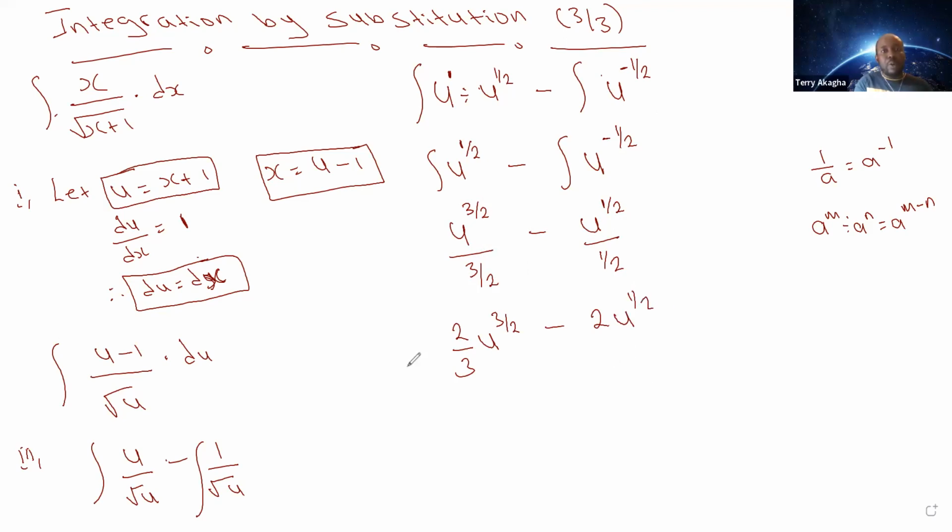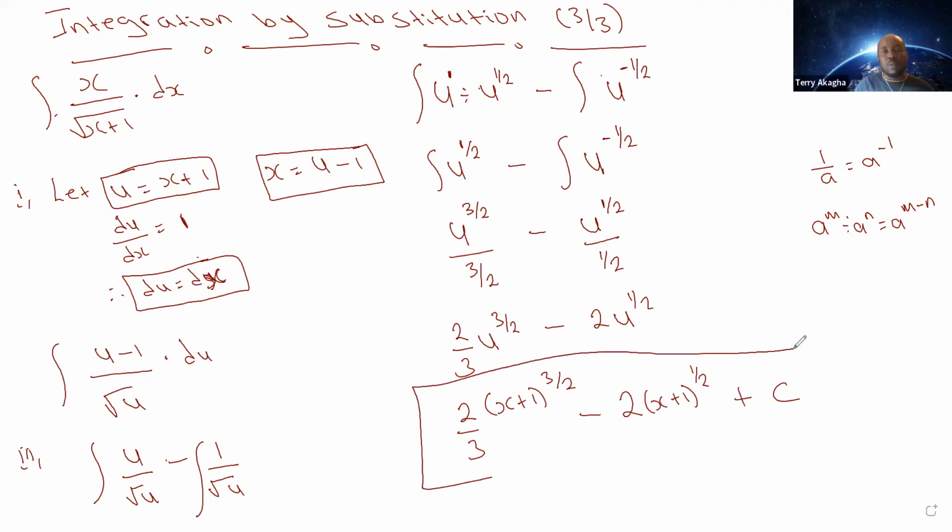Also we know our u, so going back, is x plus 1. That means it's going to be 2 over 3 times x plus 1 raised to the power 3 over 2, minus 2 times x plus 1 raised to the power half, plus c. And that's the answer for this.